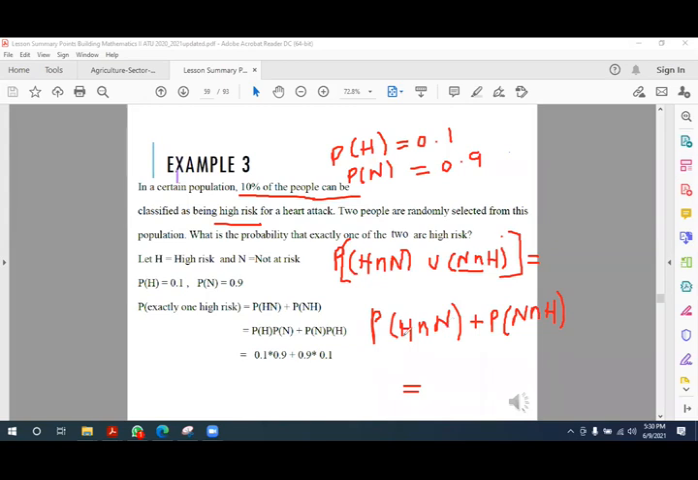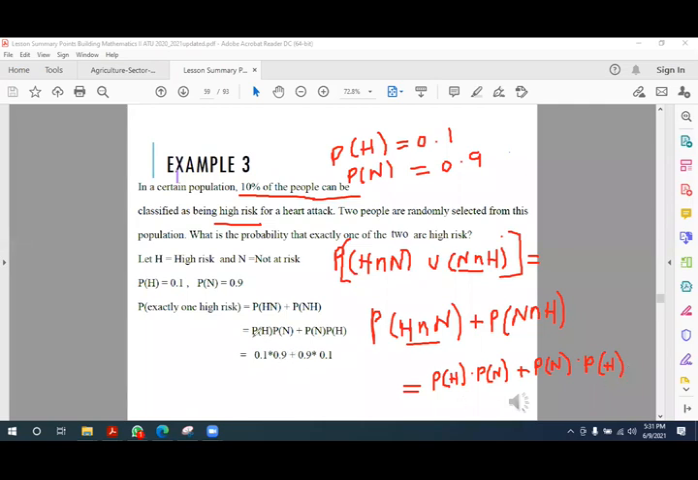And anytime we have independence, the probability of their joint events is just the product of their independent probabilities. So it will be P of H times P of N, plus, in the same way for the second event, we are going to have independence. So P of N times P of H. Okay, good. So this is what we come to.